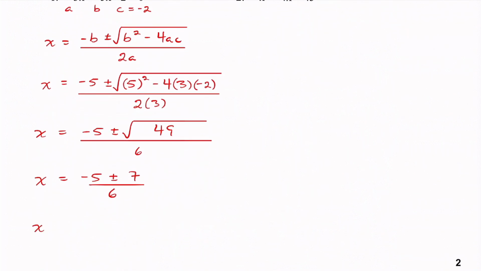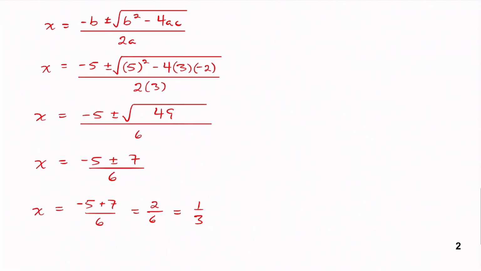Okay, so then we're going to get 2 different solutions from this. We're going to calculate one where we take the positive, and then one where we take the negative. So if I take the positive here first, we're going to get this. So -5 plus 7 is 2, so 2 over 6. And then I can simplify that. That's going to give me 1 over 3.